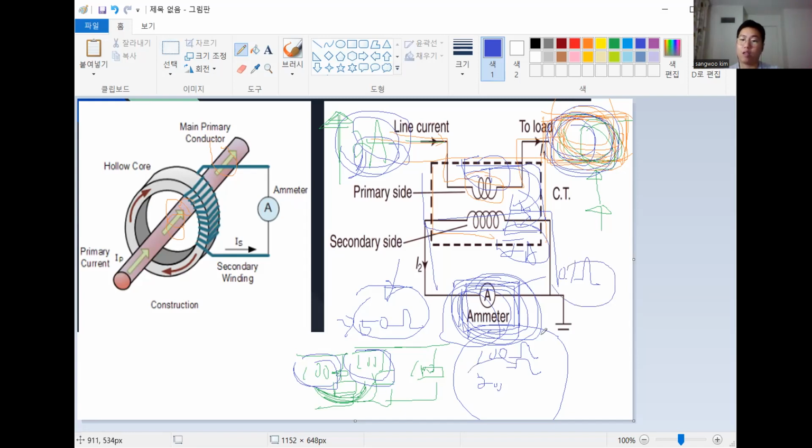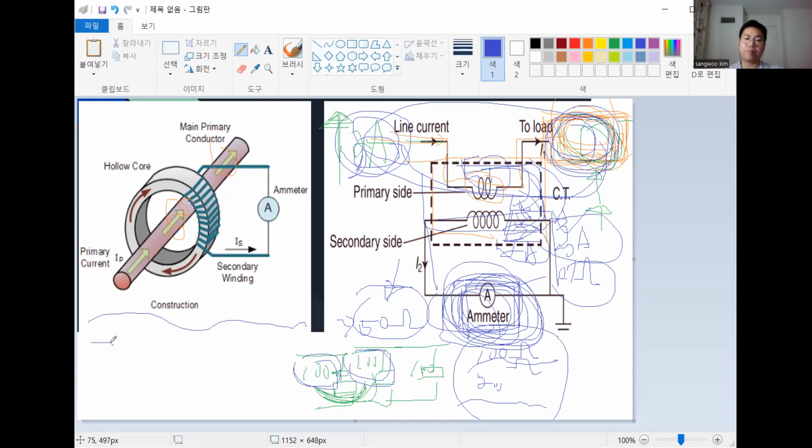If I add more load here, do you think this secondary current, now 3 amperes, coming from the primary side to the secondary side, is changing? If I add load more and more, is the current changing? No, the current is because of this primary side. It just gives energy to here, simply copy. So it doesn't matter what load is here. I said this is a current source, right?